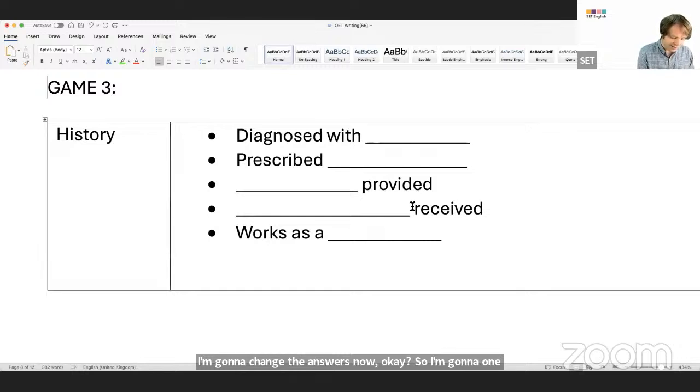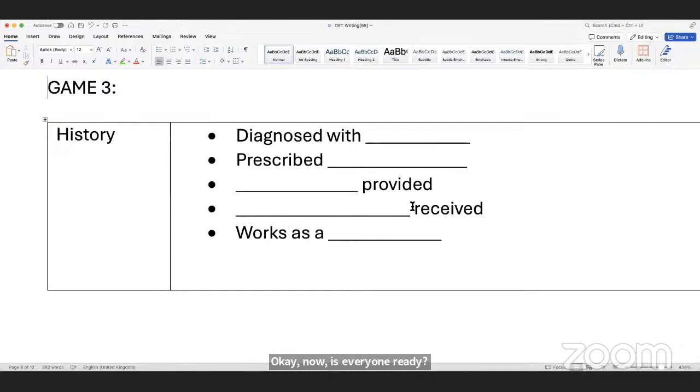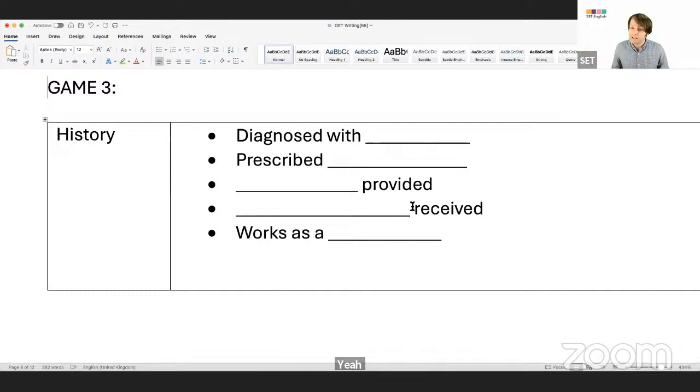I hope my medical knowledge is good enough here. Okay, and then I'm going to say, okay, now. Is everyone ready? So I've written down these answers. There really is going to be a correct answer here. It's not going to be diabetes. So let's see if you can get the answer. 3, 2, 1, go.